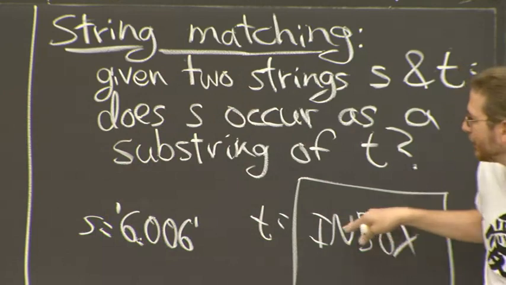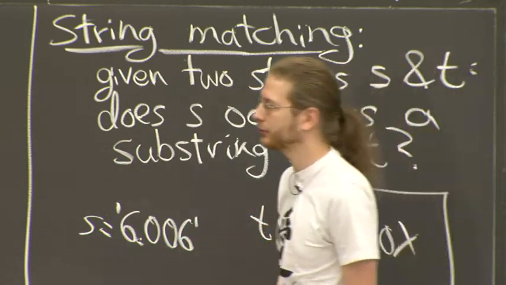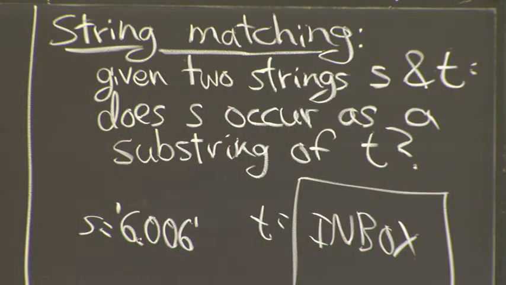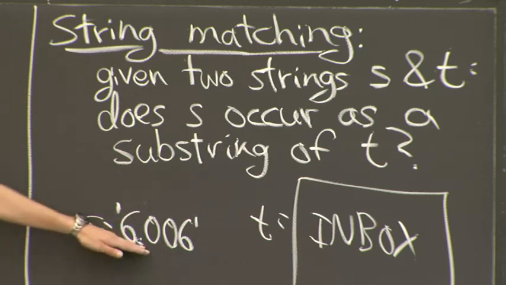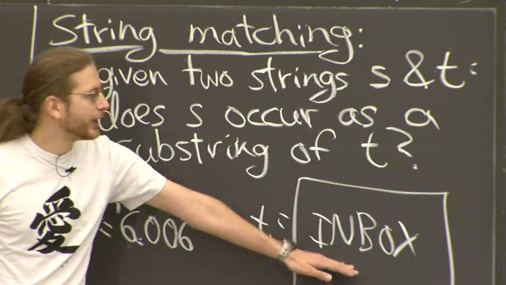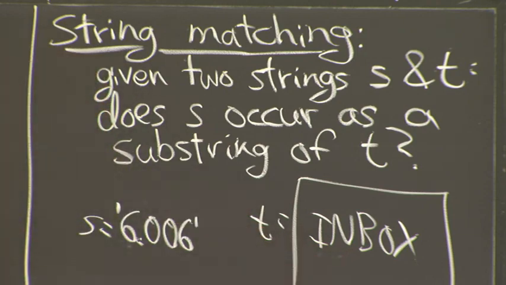OK, so t is big, typically, and s is small. It's what you type, usually. Maybe you're searching for all email from Piazza, and so you put the Piazza from string or whatever. You're searching for that in this giant thing. You'd like to do that quickly.